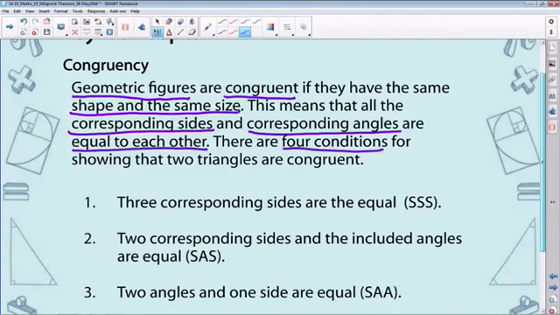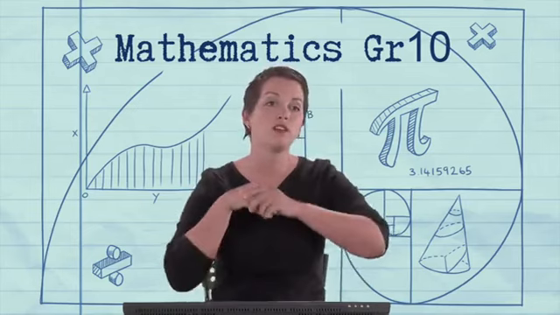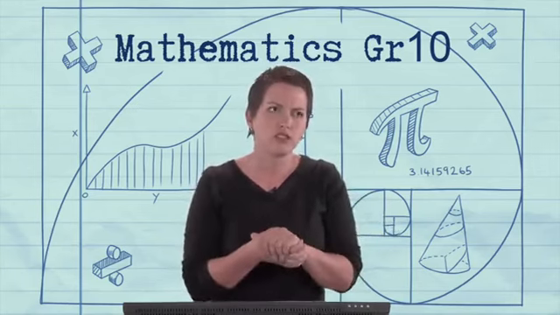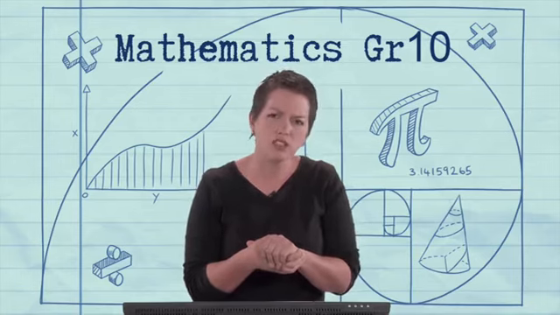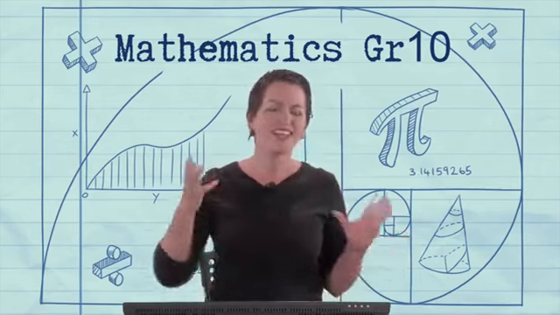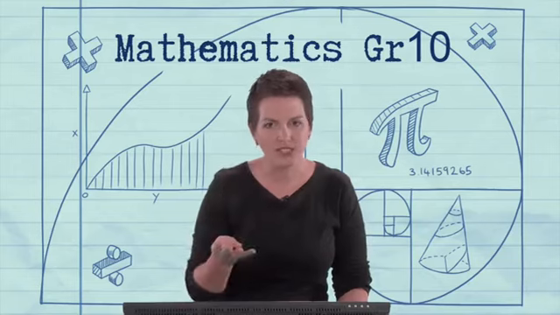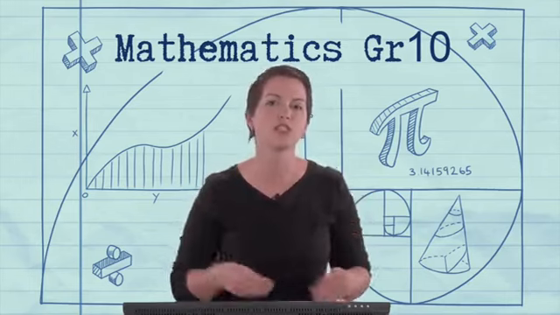There are 4 conditions for showing that two triangles are congruent. Okay, so grade 10s, remember what we said last week. Conditions is a word that is sometimes used in mathematics that makes people feel confused. Anyway, so there are 4 different cases for congruency. But those 4 different cases for congruency were developed because mathematicians were lazy.